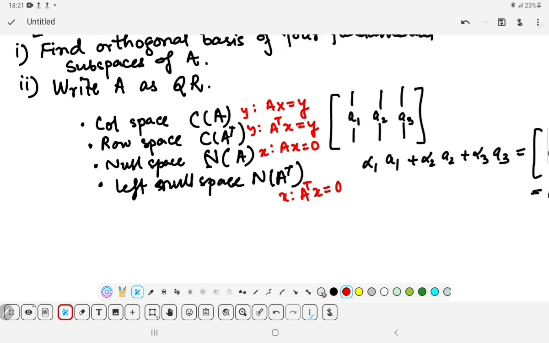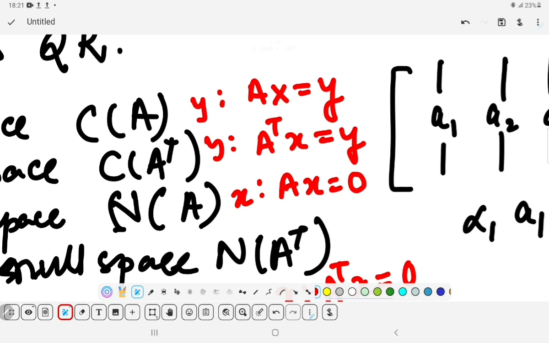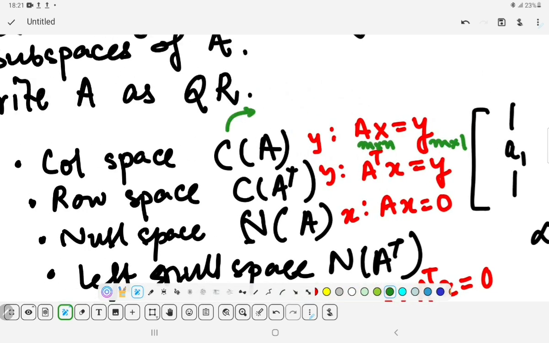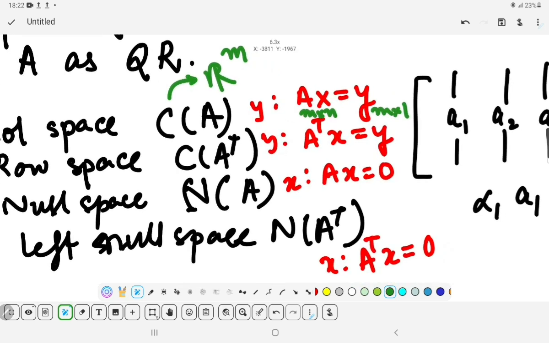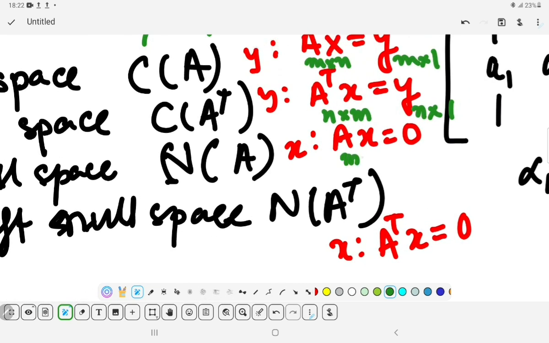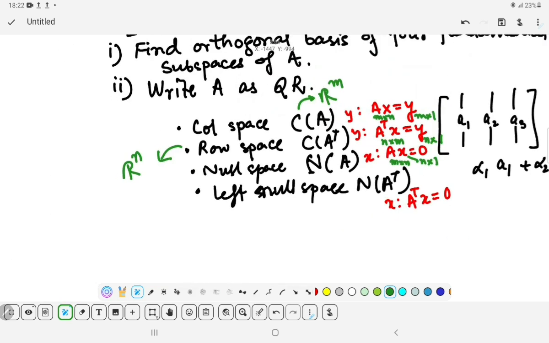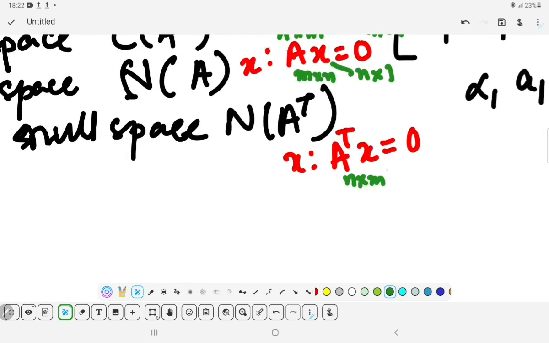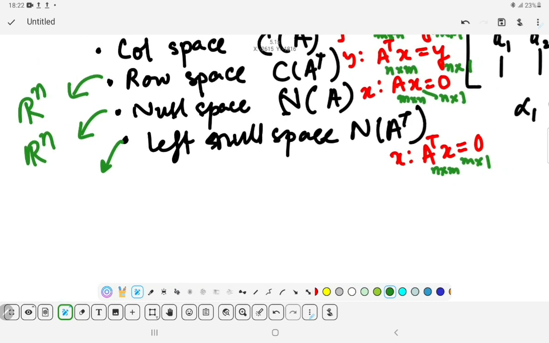Now let us find the parent vector space of which each of these is a subspace. Say A is of M cross N, then Y is M cross 1, so this is a subspace of Rm. Then A transpose will be N cross M, so Y is N cross 1, and this row space will be a subspace of Rn. In null space, A is M cross N, so X will be N cross 1, and this will be a subspace of Rn. Here A transpose will be N cross M and X is M cross 1, and this will be a subspace of Rm. So I have basically written down which subspace is which.